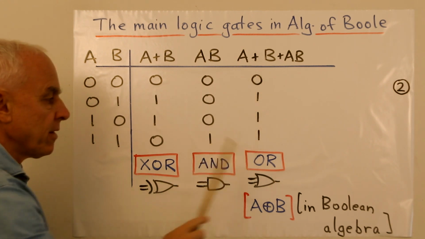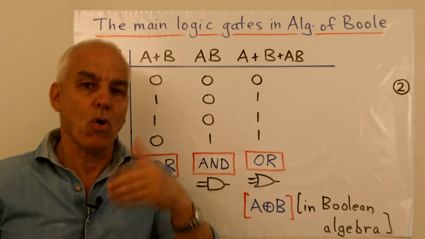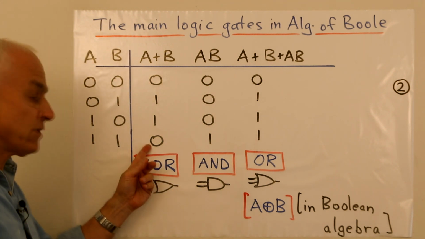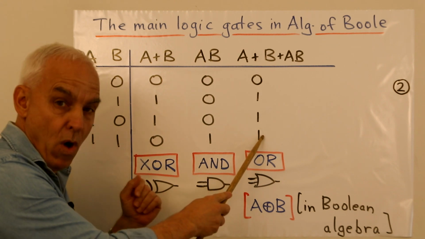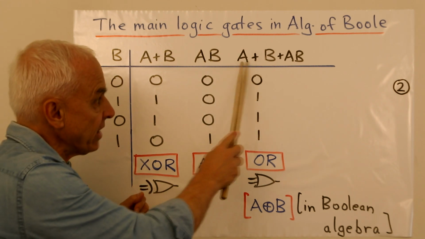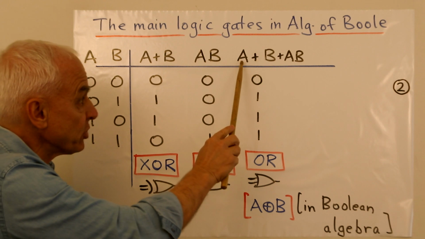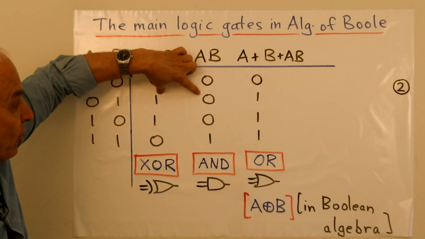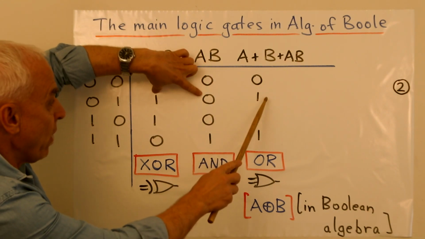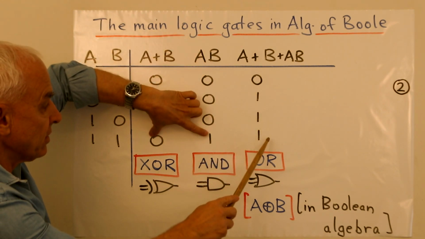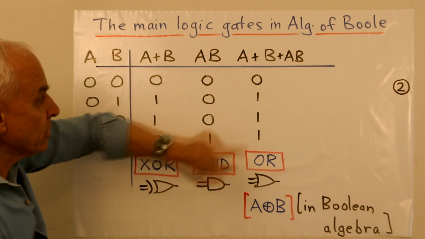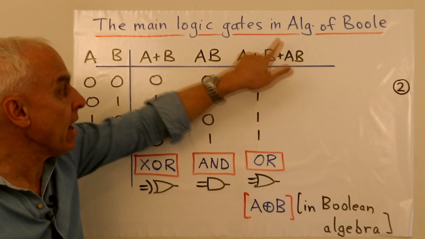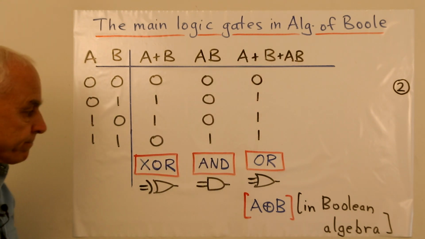And here, a little bit more complicated, the usual OR gate, which is like an inclusive OR, differs from the exclusive OR by having a 1 here. Okay, and it's represented in the Algebra of Boole by the expression A plus B plus AB. So basically the sum of these two. Okay, 0 plus 0, 1 plus 0, 1 plus 0, and 0 plus 1. So it's crucial to remember that the OR gate is represented by A plus B plus AB.